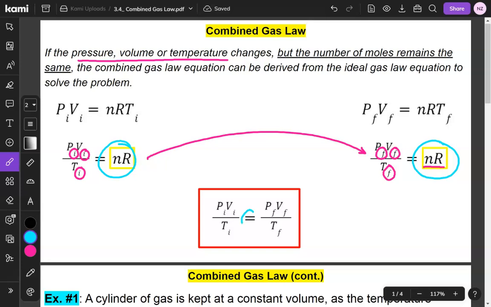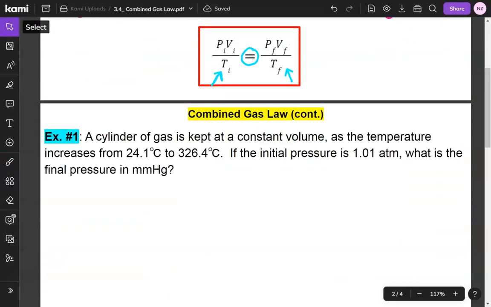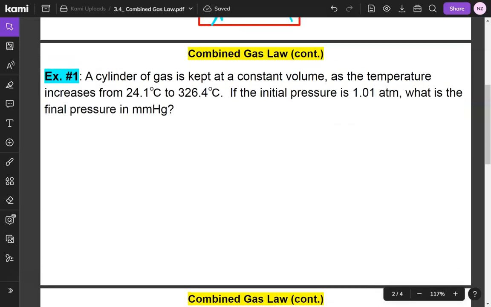Now, because the number of moles and the gas constant are the same on both sides, we can now set these equations equal to each other. So all of the initial values are going to be equal to the final values, or they're going to be proportional to the final values, rather. Okay. So again, the number of moles are not changing. So let's look at an equation where this is going to come into play.